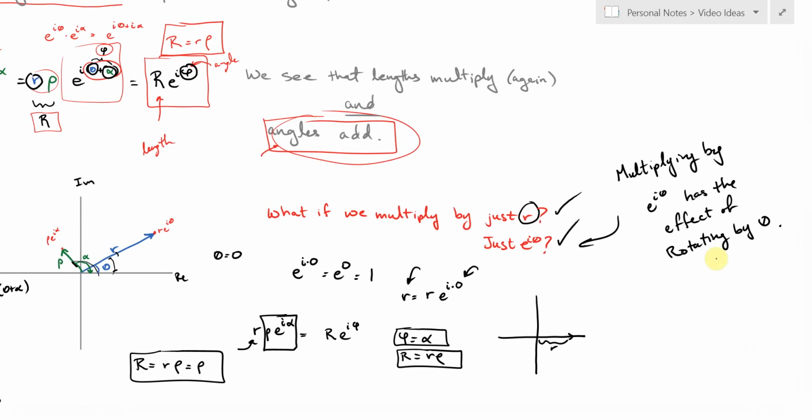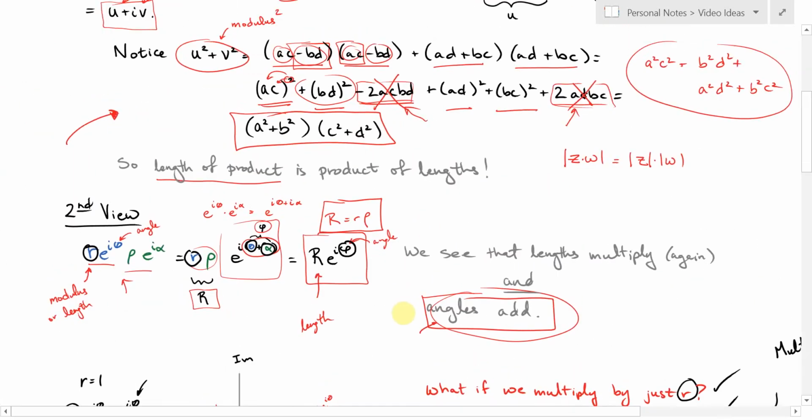Okay, so rotating what? Well, rotating the number that you're multiplying it by, right? You pick a number, z. If you want to multiply it by e to the I theta, all you're going to do is take, visually, z as a vector, and you're just going to rotate it by theta in a counterclockwise direction. So now we've seen two views.